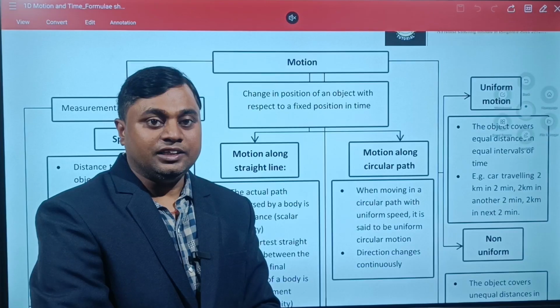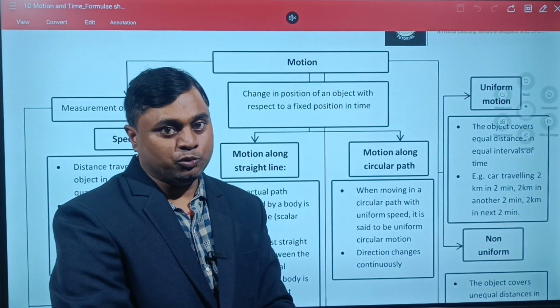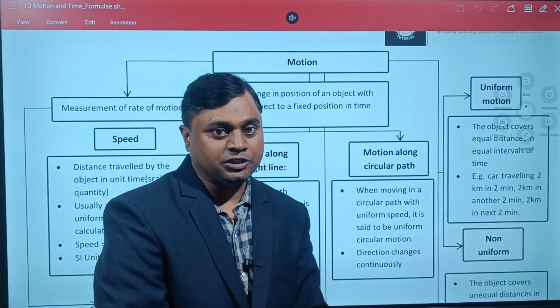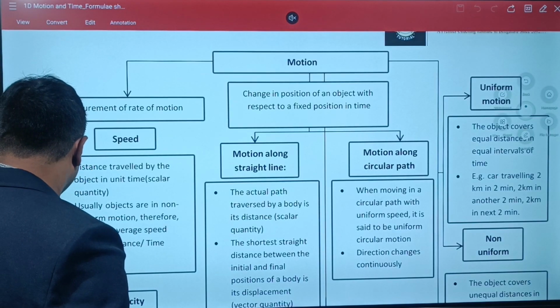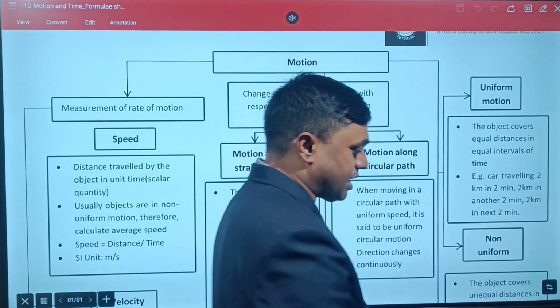Hello everyone. In this video I am going to explain about motion, motion in one dimension especially. When we talk about motion, we have a few concepts that we will understand through this flow chart.